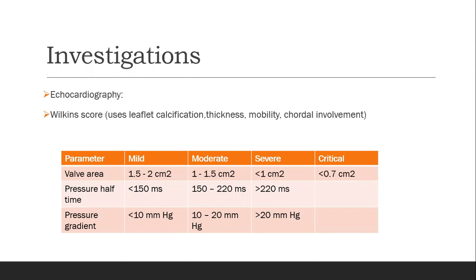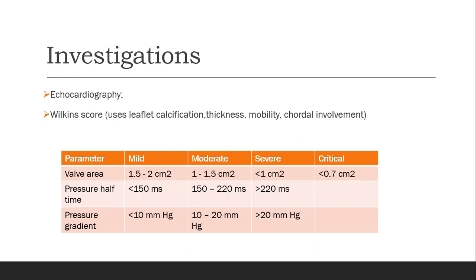So when the pressure gradient is between 0 to 10, it is mild mitral stenosis. Between 10 to 20, it is moderate mitral stenosis. More than 20, it is severe mitral stenosis. So valve area less than 1 centimeter square, pressure gradient more than 20 millimeters of mercury means we have a severe MS.